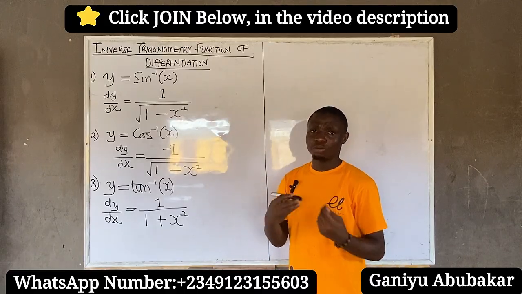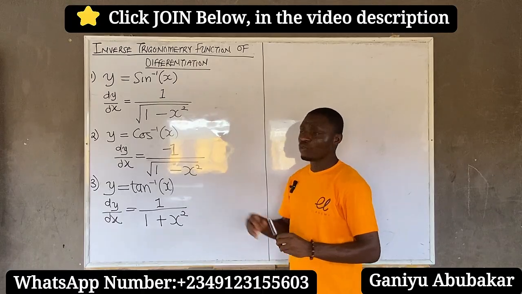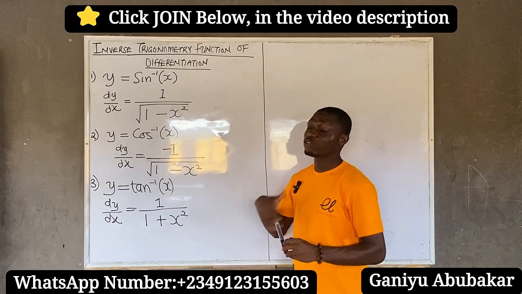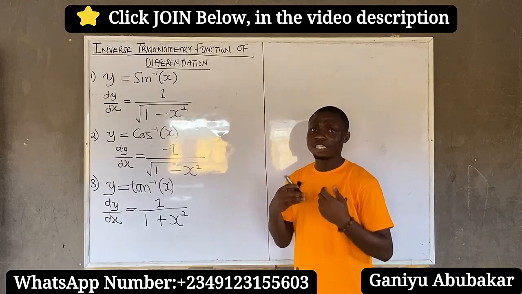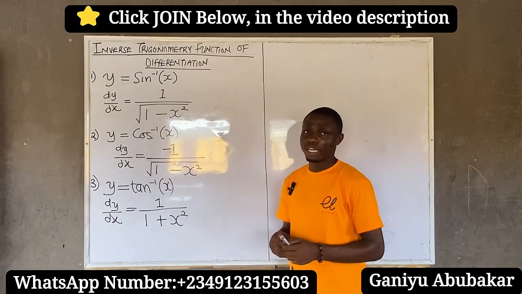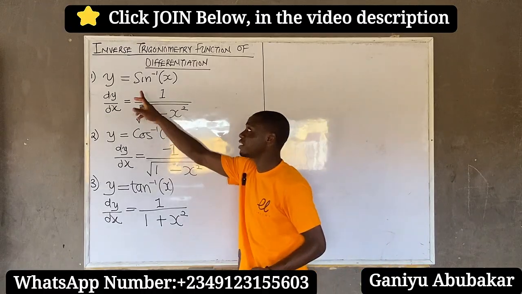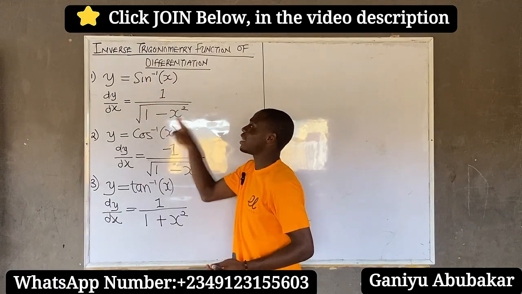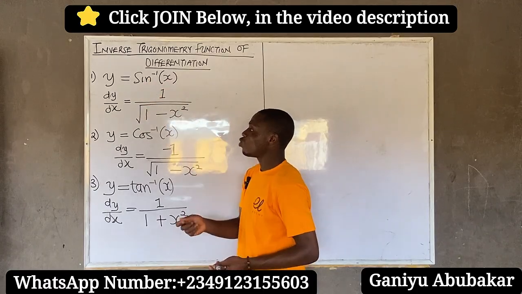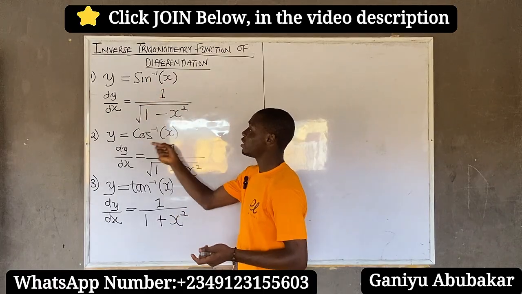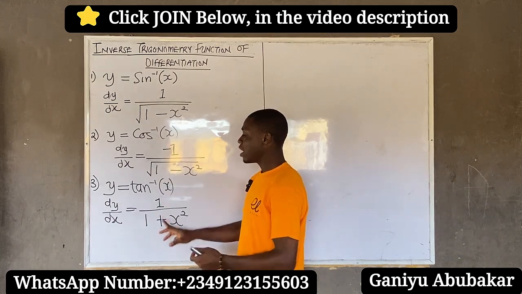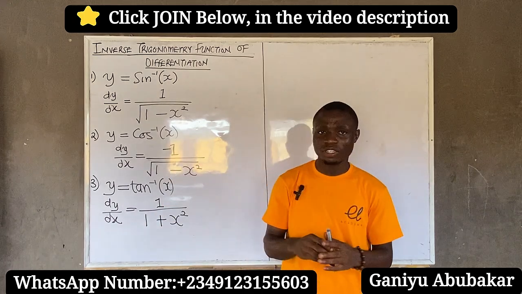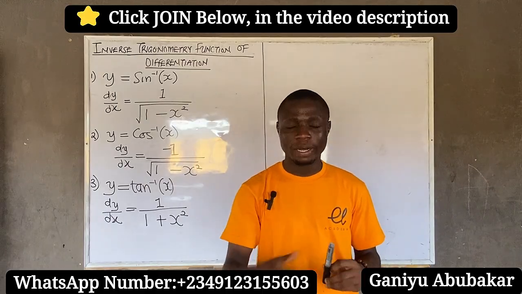Before I move on and proceed further, I would like to prove each of them one after the other. So let's prove each of these concepts. Why is it that if I differentiate sine inverse of x, I will have this answer? Also, why is it that if I differentiate cos inverse of x, I will have this? And why, if I differentiate tan inverse of x, will I have this? Let's prove these one after the other.